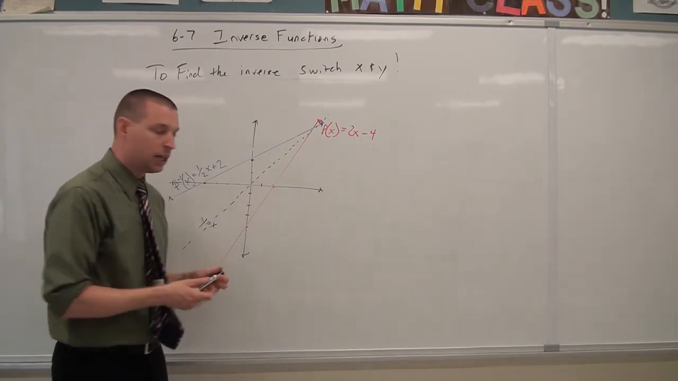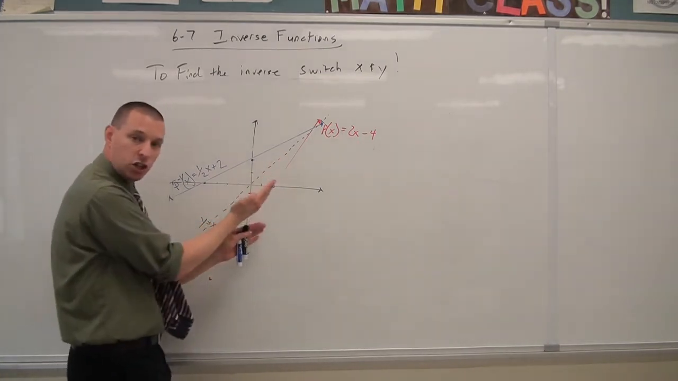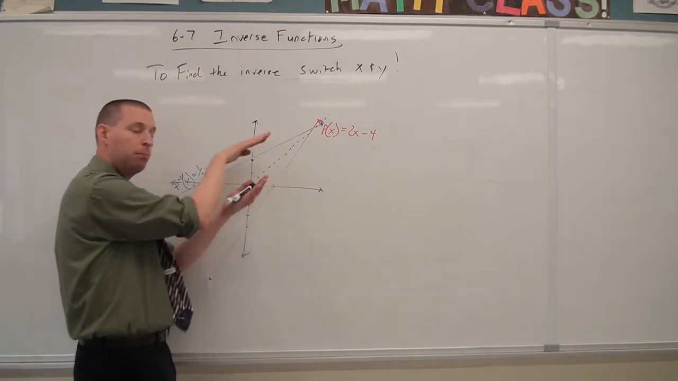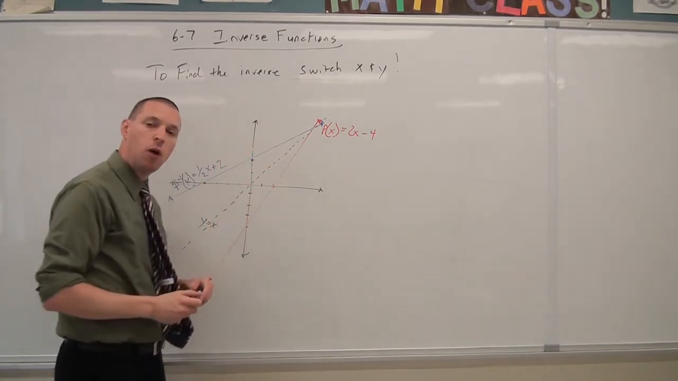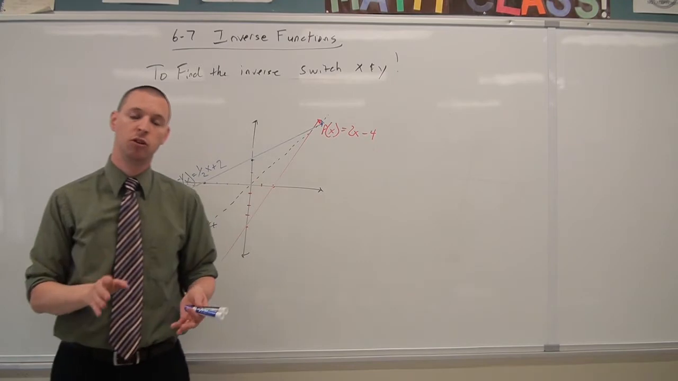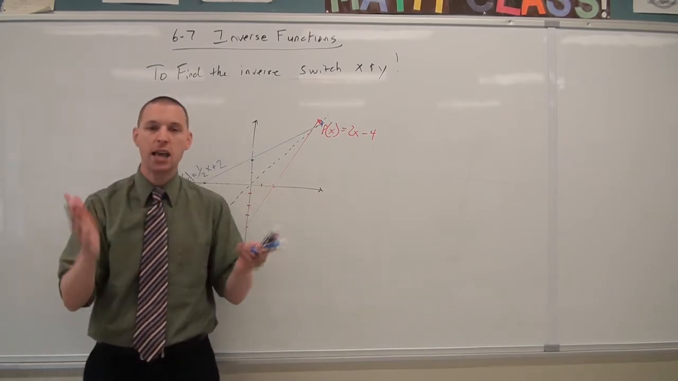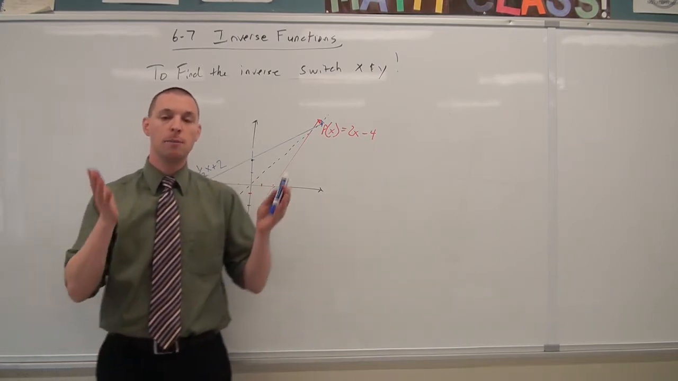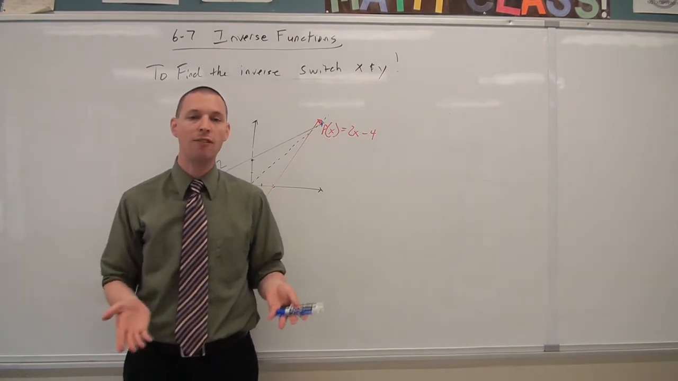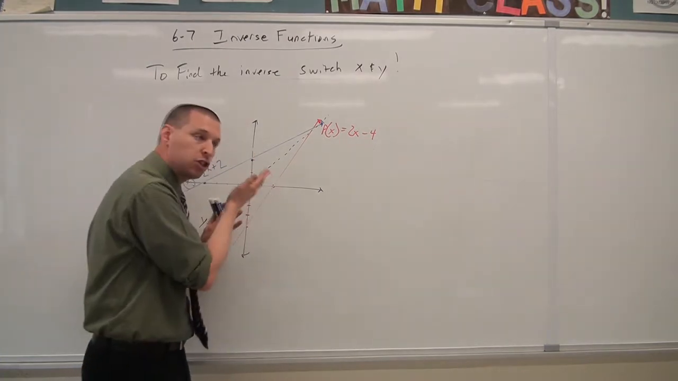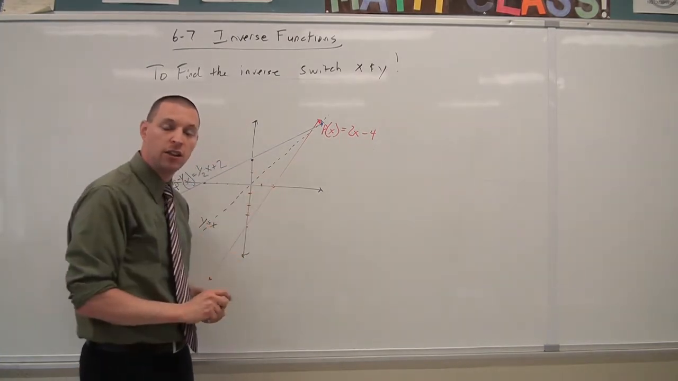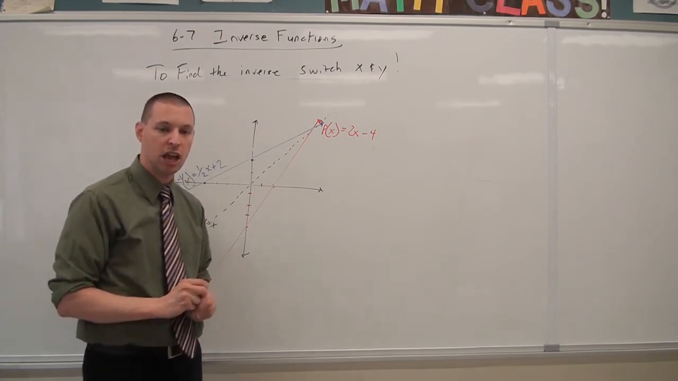And if you look at this, the actual reflection that I have to go from my red line to my blue line happens over the line y equals x. And that's very important with inverse functions. That's actually why inverse functions work the way they work, because I'm flipping the x and the y value. It acts like a reflection across this line. That's extremely important for the rest of this section.